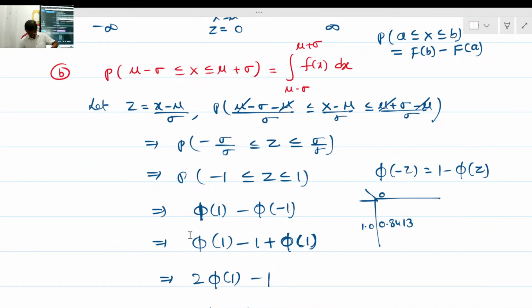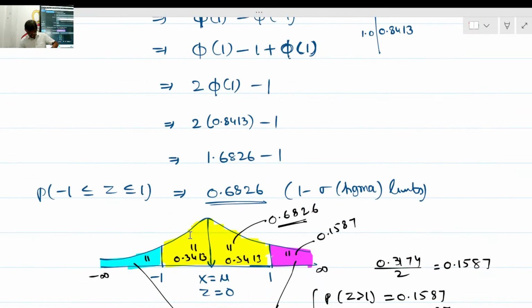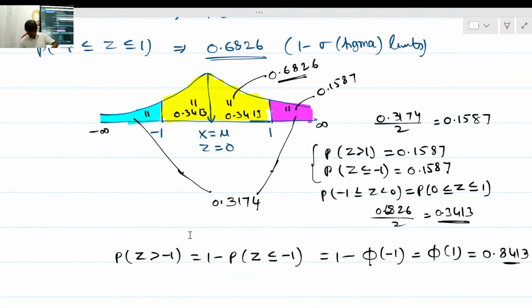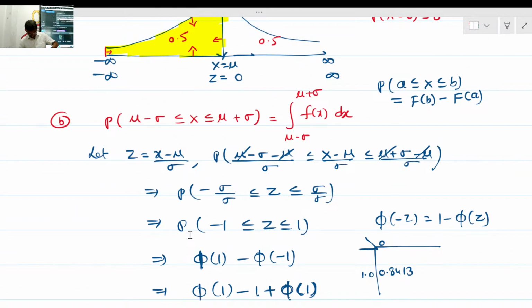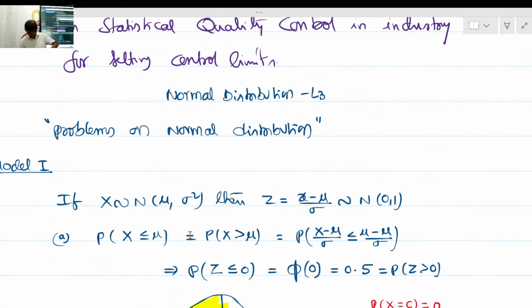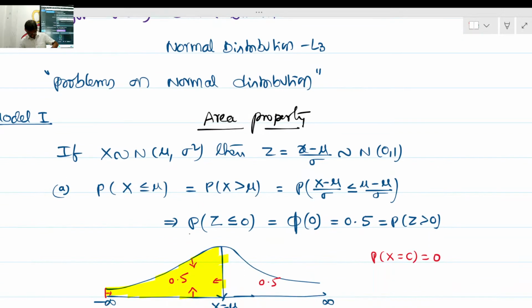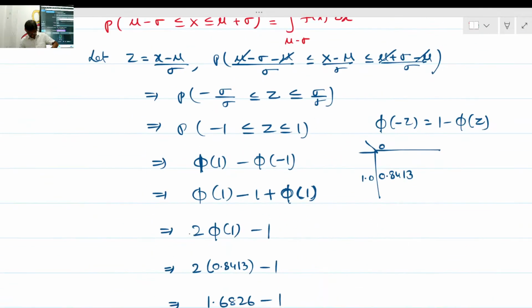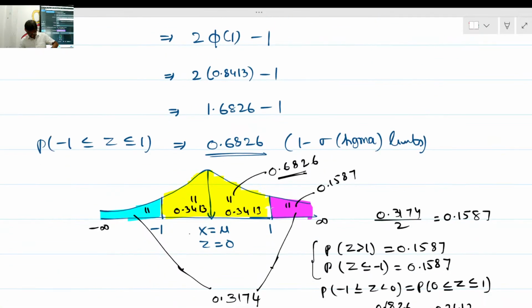So, 1 sigma limits is calculated. To explain the 1 sigma limits or area properties, you have to write everything here. You can write all this anywhere whenever they ask about the area property. With this area property concept, in a simple way you can find out everything.